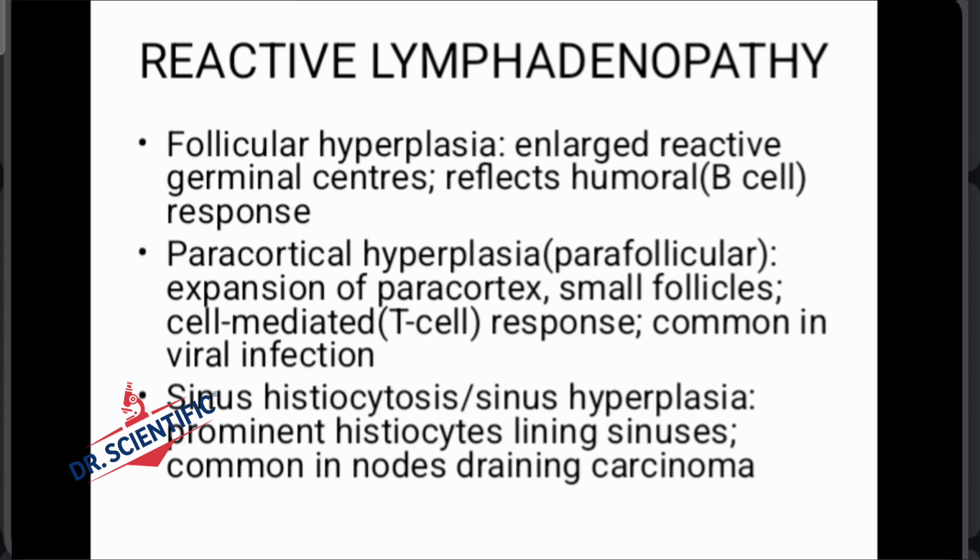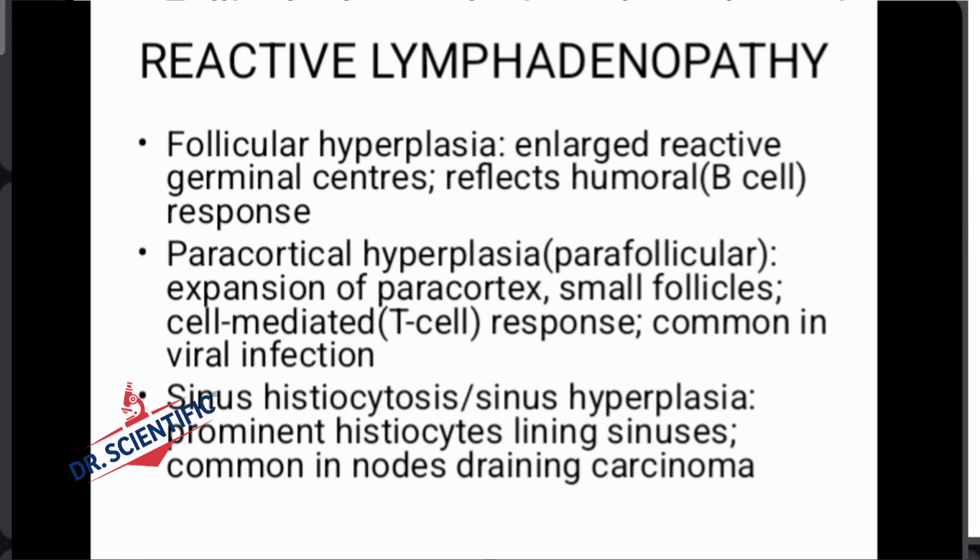So if you have a viral infection with enlarged lymph nodes, if you are to examine that lymph node under the microscope, you'll find that the main place where there is hyperplasia will mostly be at the paracortical region. So there is parafollicular hyperplasia.